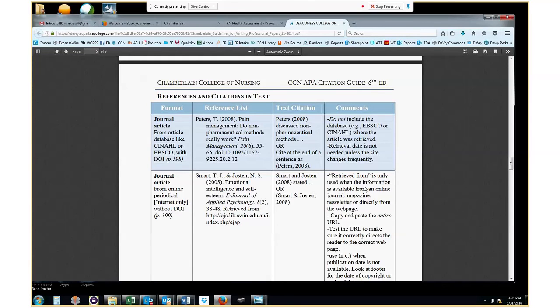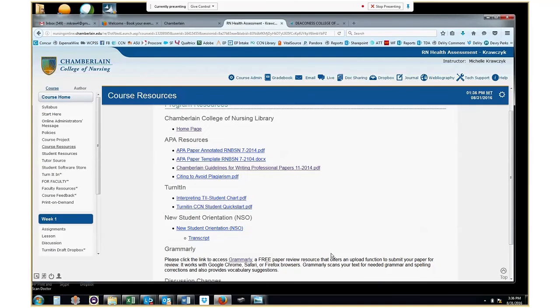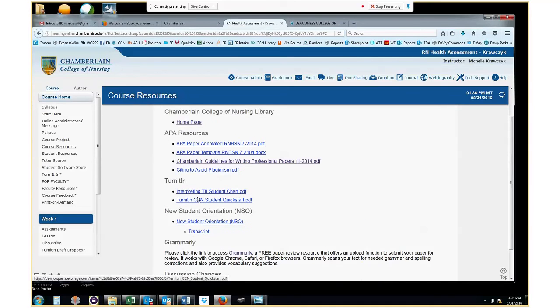Although it is not required to use APA format in the threaded discussions, I do request that you do. It gives you good practice because you do need to use APA formatting in all of your assignments.